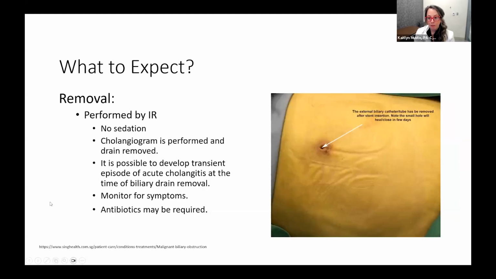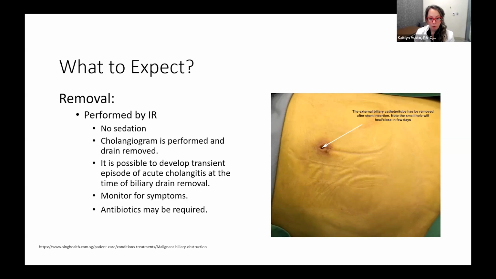So the removal of these: this is the site of a drain after it's been removed. You can see there's a little hole there. That's normal. It'll usually close in a couple of days. There may be just a little bit of drainage that you'll see on a gauze that you put over that for a few days after. Typically, if it's more than just a little bit or there's a lot of drainage coming out of that hole, you would want to contact your healthcare team for more instructions.